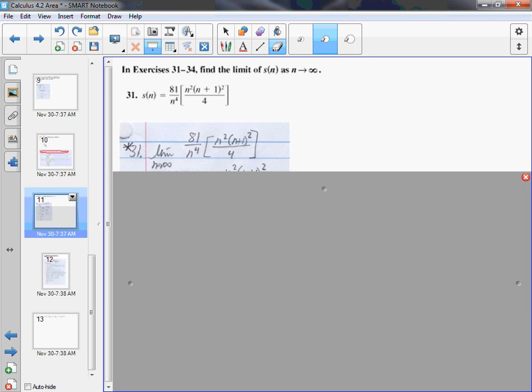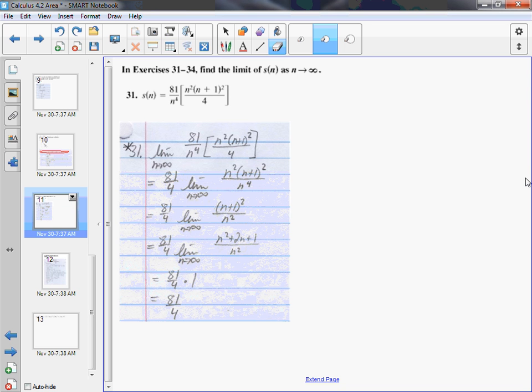Number 31. That's what it's asking you to do. I just wasn't sure you would understand the directions. They want you to find the limit as n approaches infinity of 81 over n to the fourth times the quantity n squared times the quantity n plus 1 quantity squared over 4. And I'll even put that on the video so you can check your work. But the big thing was I didn't know if you would understand the directions. Okay?